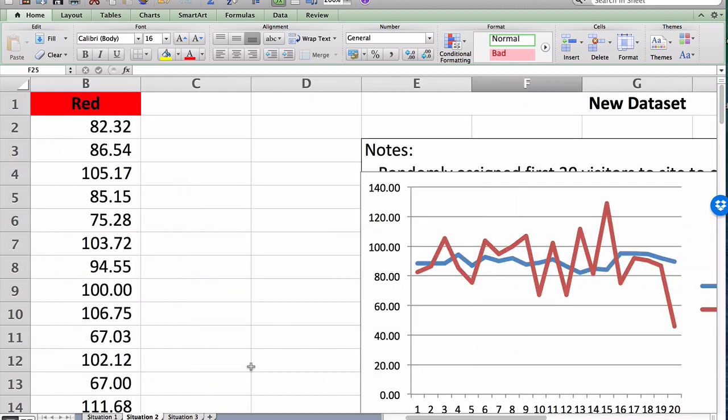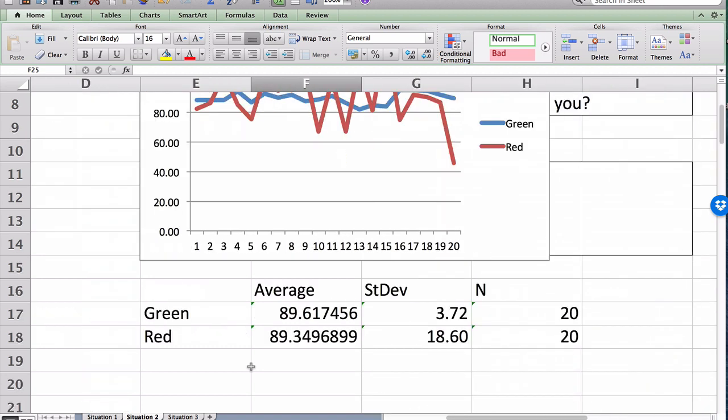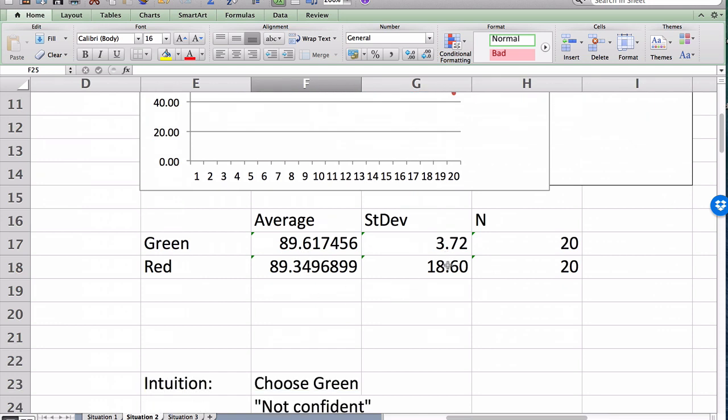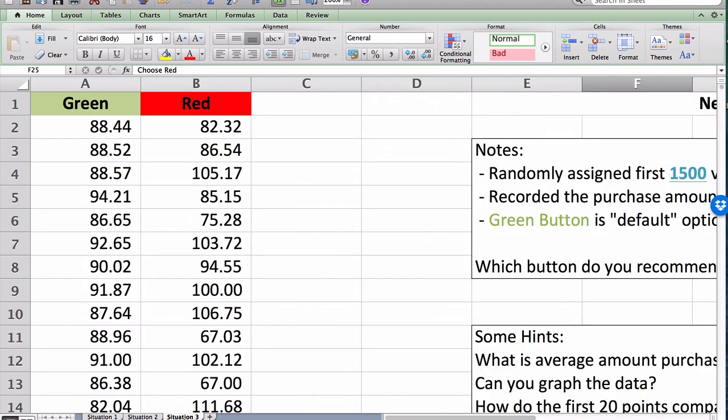Situation 2, where we had a much smaller difference in the averages. The green button was about 30 cents bigger. The standard deviation for the red button was not very large. There's still about 20 points per button.